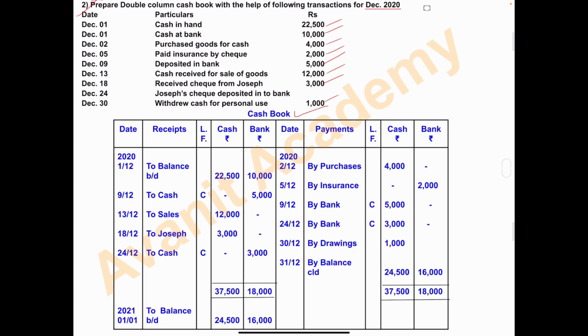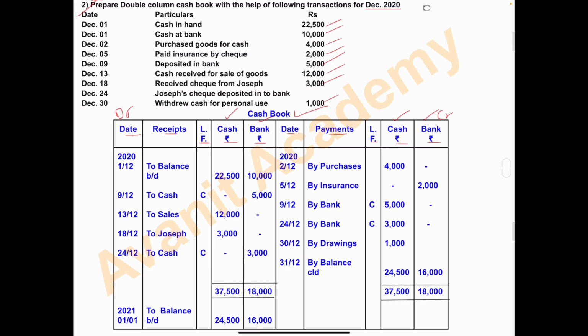Write the headings. Cash book. Columns are date, receipts, LF, cash amount, bank amount, date, payments, LF, cash amount, bank amount. This is the debit side and this is the credit side. So all the receipts you have to record on the debit side and payments on the credit side. Cash transaction in cash column and bank transaction in bank column. Same for payment, cash transaction and bank transaction.